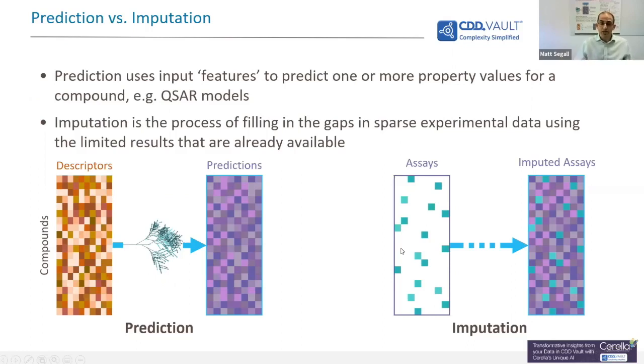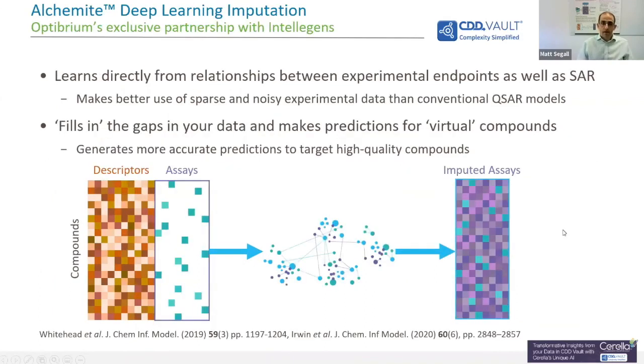And what imputation does is take this limited data that we do have available as input to fill in these blanks, the purple squares here on the right-hand side again. So we're filling in the gaps between these experimental measurements. And the particular method that we use is called Alchemite. This is a result of another collaboration with one of our local partners called Intelligens.